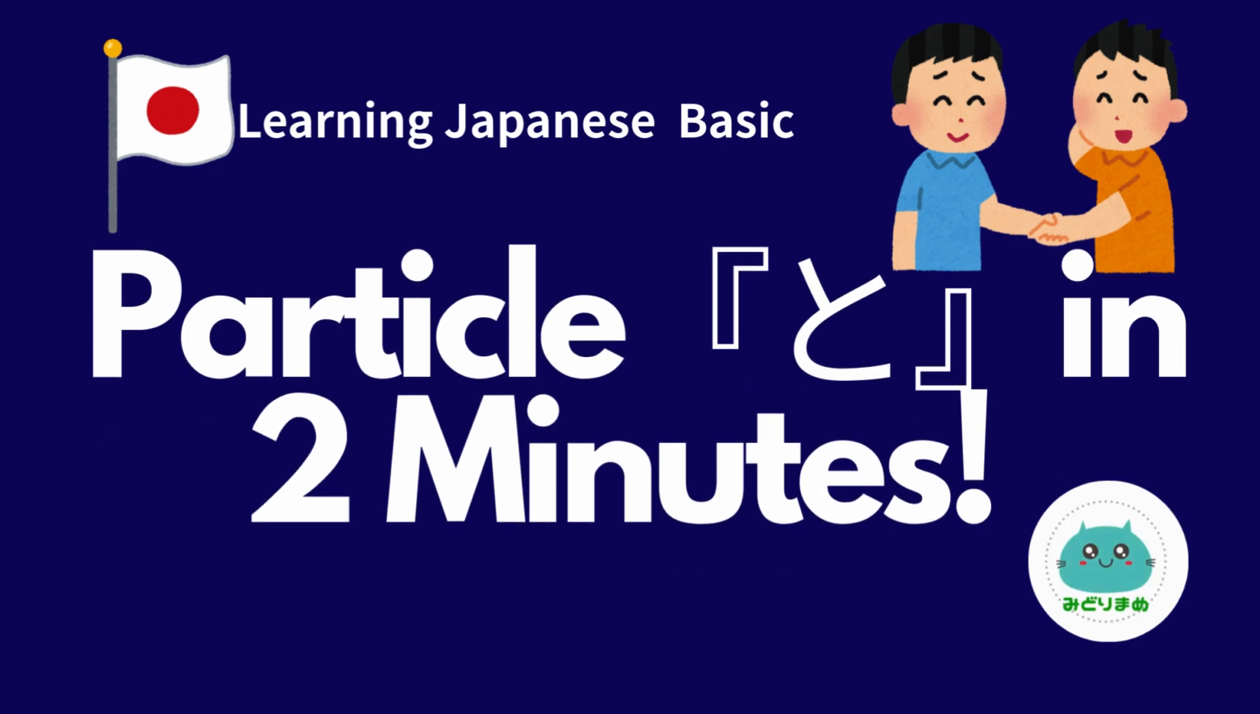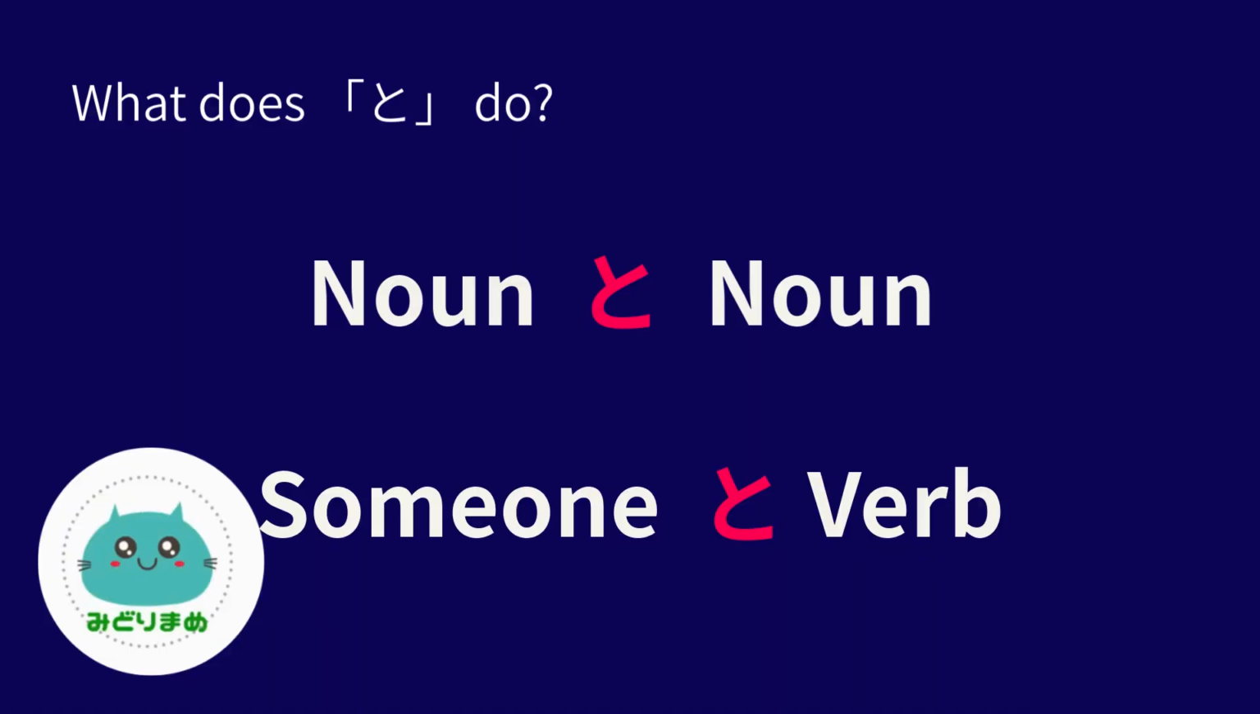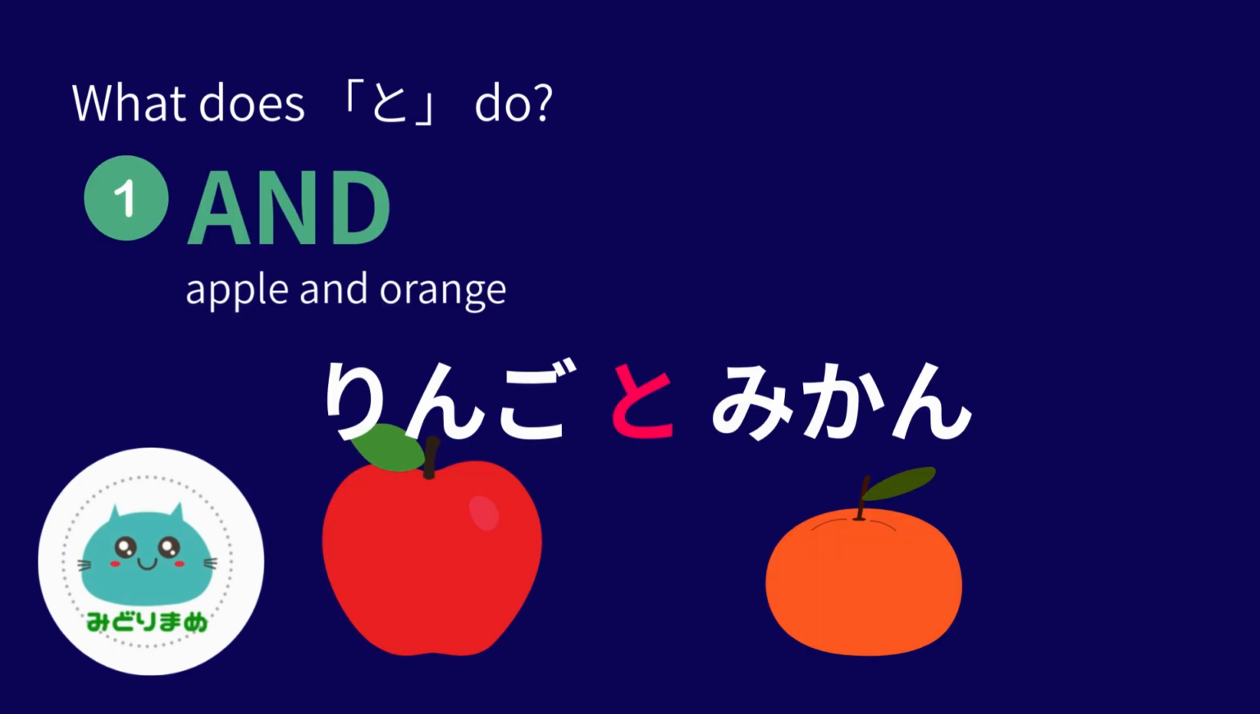こんにちは、みどり豆です。今日は Today we are learning the Japanese particle と。So what does と do? There are two things. Connect with noun, and also action with somebody. Let's take a look at this example.